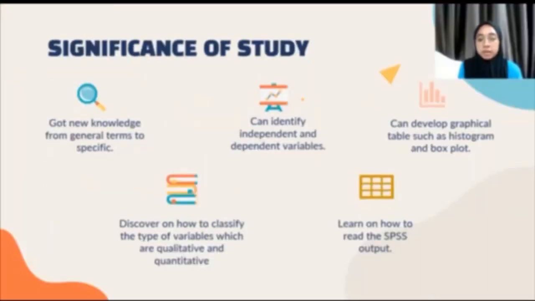I am Farah Yasmina, and I'm going to talk about the significance of the study. Based on our study, we can get new knowledge from general terms to specific. We can also discover how to classify the type of variables, which are qualitative and quantitative. Based on our study, the qualitative variable is gender, and the quantitative variables are weight and waist circumference. We can also identify independent and dependent variables. For our study, the independent variable is weight, and the dependent variable is waist circumference.